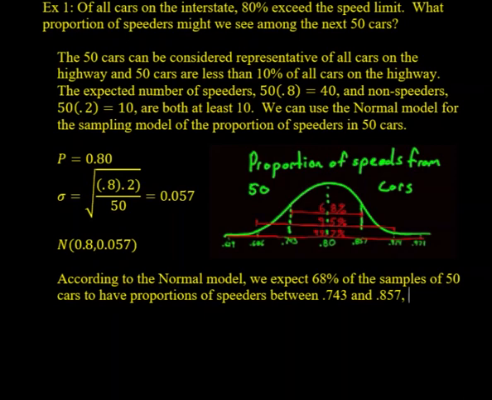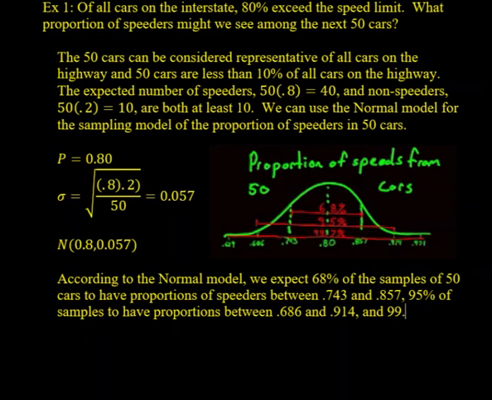Furthermore, 95% of samples of 50 cars should have proportions between 0.686 and 0.914 on average. And finally, 99.7% of samples of 50 cars would be expected to have proportions between 0.629 and 0.971.